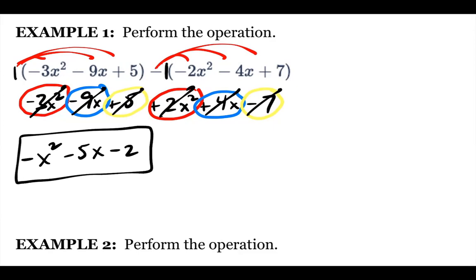No more. I can't combine anymore. They're not like terms anymore. Done. That's our answer. It's simplified. Simplify as far as you can, and then you call it a day. Everything's done. No more parentheses, no more exponents, no more multiplication, division, addition, subtraction. I did all that. I'm done.